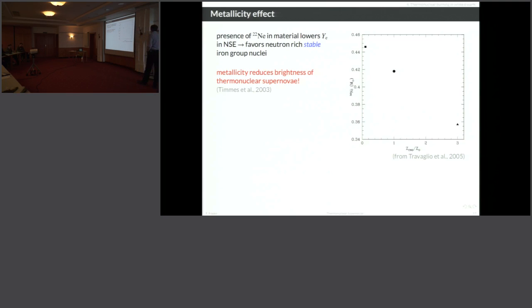And that's actually an effect that you can model in simulations. So here is a plot by Claudia Travaglio for a 3D deflagration in the Chandrasekhar mass white dwarf. She has tested initial material with different neon-22 mass fractions and has done nucleosynthesis calculations, and she actually finds that with the metallicity of the progenitor star, you really reduce the mass of nickel-56 that's produced.